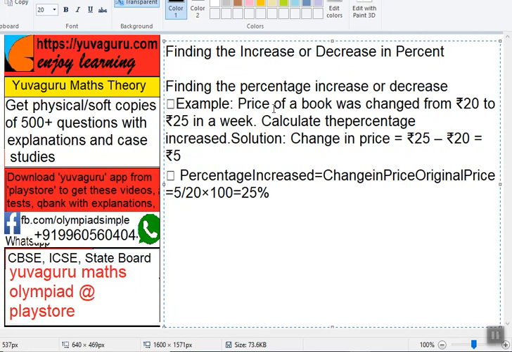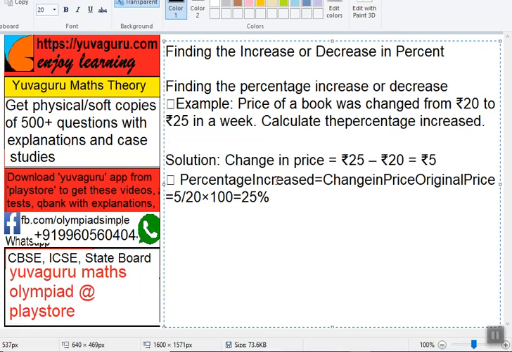Okay. Now next is to find the increase or decrease in percent. Means, find the percentage increase or decrease. Let's see an example. The price of a book was changed from rupees 20 to 25. So calculate the percentage increase. Okay. So how do you do that? What is the change in price? See here, from 20 to 25, it's increased. So 25 minus 20 is 5.